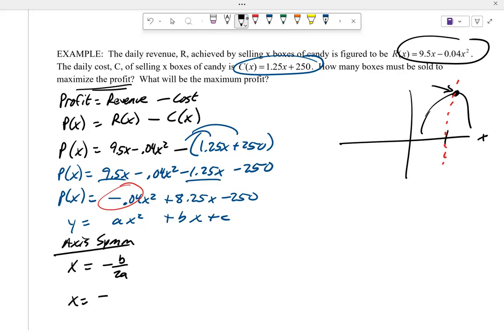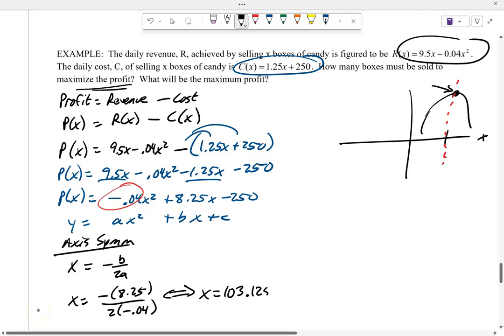So we had negative 8.25 as our b over 2 times negative 0.04. And so our x ends up being 103.125. This is boxes, so we'll just round to the nearest box, 103 boxes. So we want to sell 103 boxes to maximize our profit.